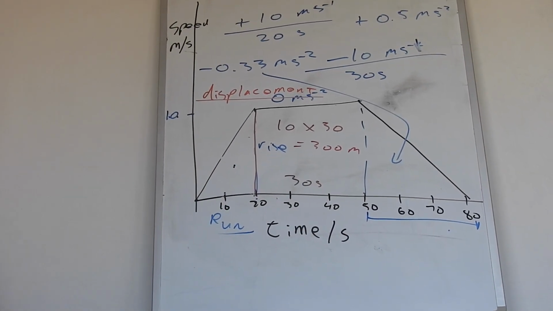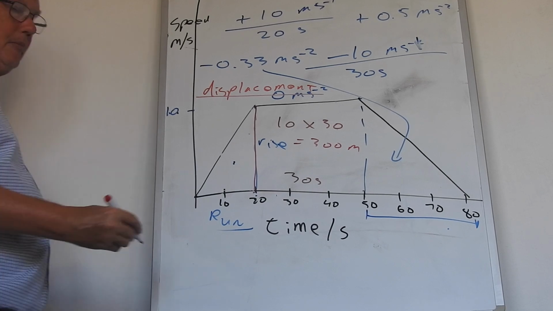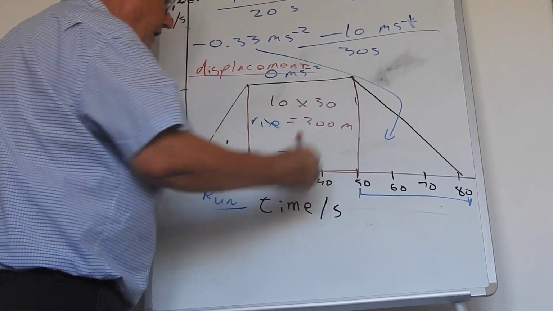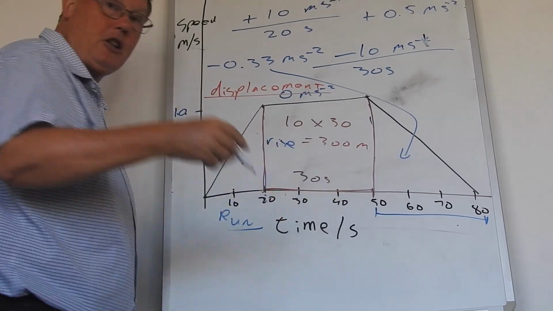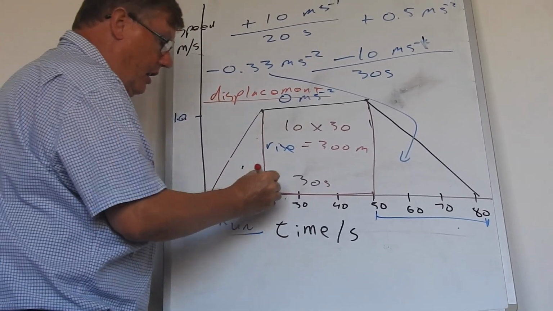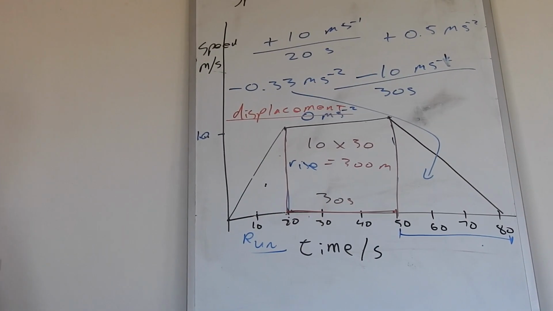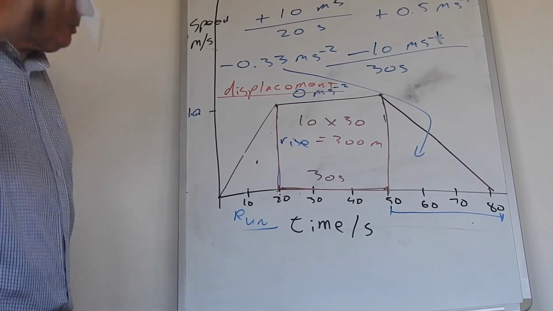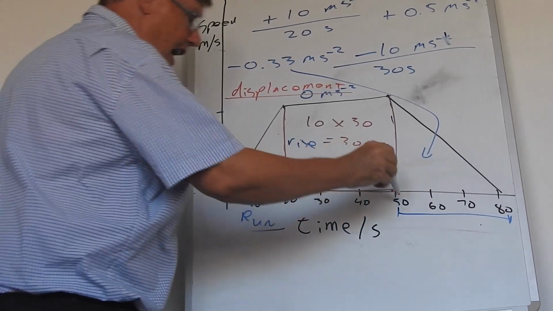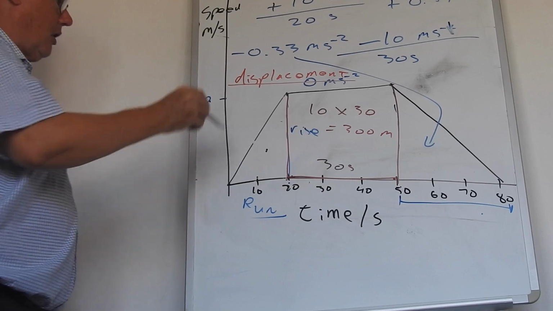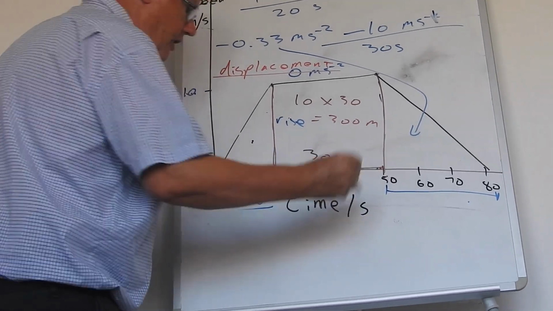Area under the graph can be determined by multiplying the time by the height of, in this case, a box. And because it's a box, all we have to do is 10 times 30. The distance travelled by the train when it was travelling at a constant speed between 20 seconds and 50 seconds was 300 meters, because it's 10 times 30.